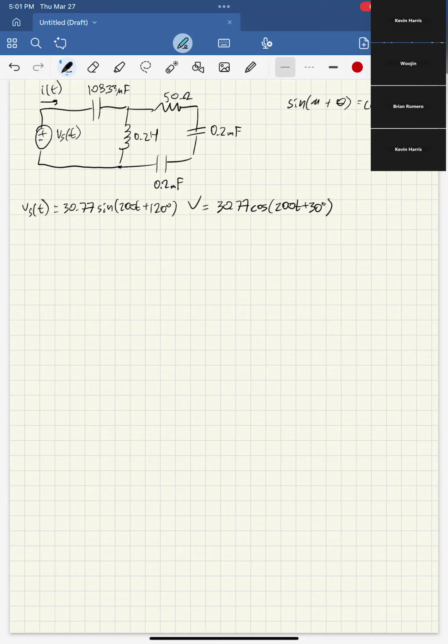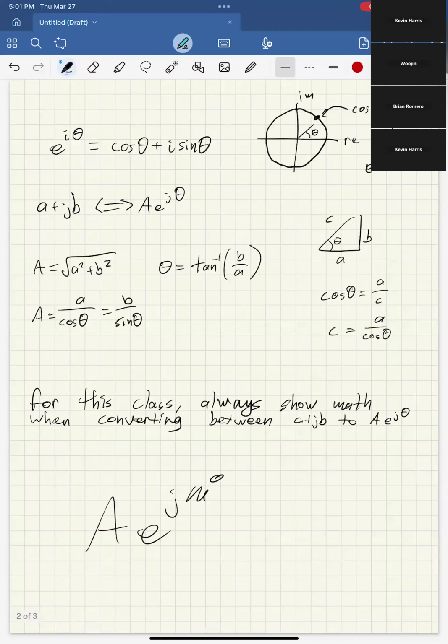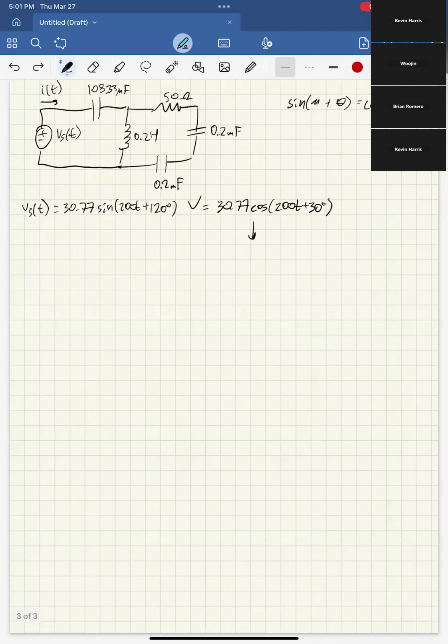And this, in terms of phasor, going to the frequency domain, phasor is the term for this. If I say that word, it just means the frequency representation of a sine wave, or the imaginary representation of a sine wave. So here, this would become V bar equals 30.77 e to the j 30 degrees. Cool. And that's that. Then we have to find the equivalent impedances for all of these components.